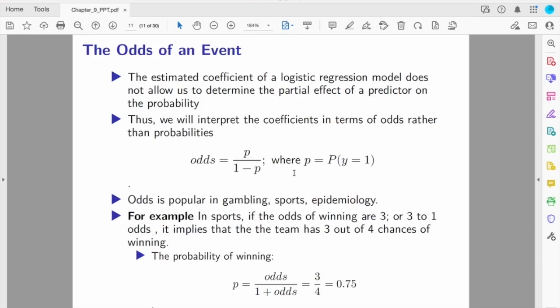Odds is something that you have heard about, which is used a lot in sports and gambling, right? For instance, in sports, if the odds of winning are 3, or 3-1 odds, that means the team has 3 out of 4 chances of winning. And how do we calculate the odds? The odds is the probability divided by 1 minus the probability. Also, we can calculate the probability of winning by dividing the odds over 1 plus the odds. If the odds of winning is 3, what is the probability of winning? It's 3 divided by 4, which is 75%.